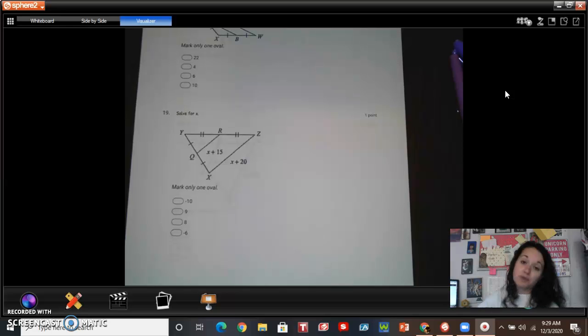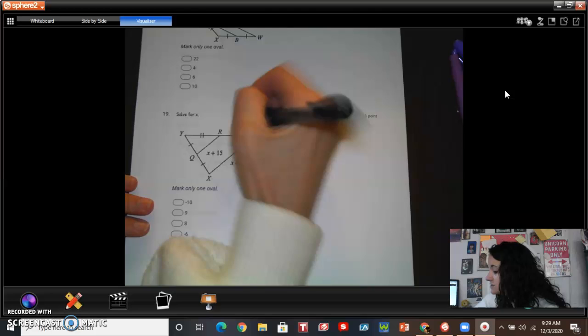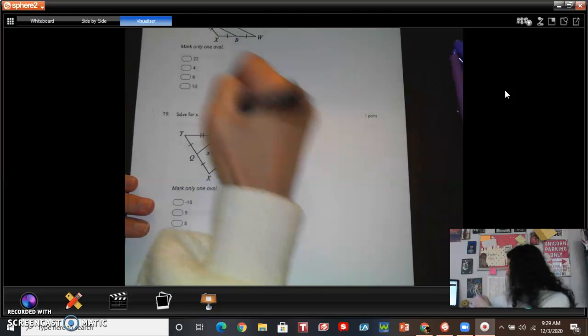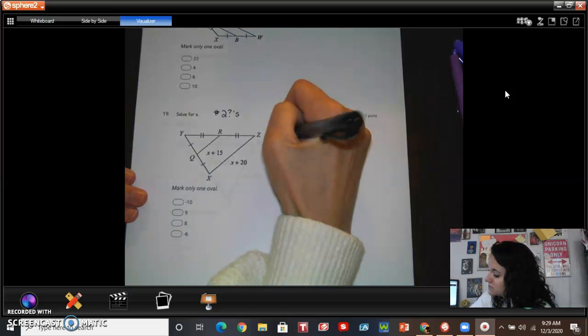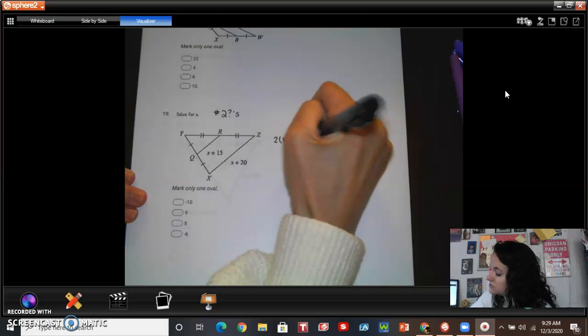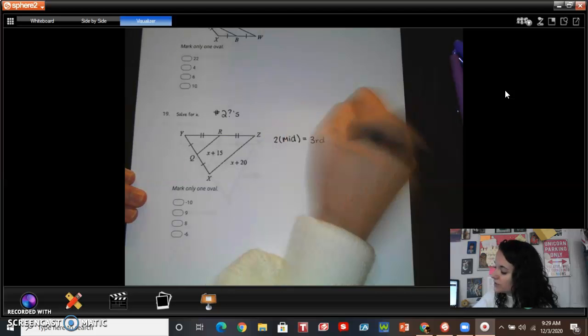So let's see what we're working with here. We know this one's in the middle and which one's the third side. So this one is our mid. So we have 2 times x plus 15 equals, and then this one is our third. So that would be x plus 20.